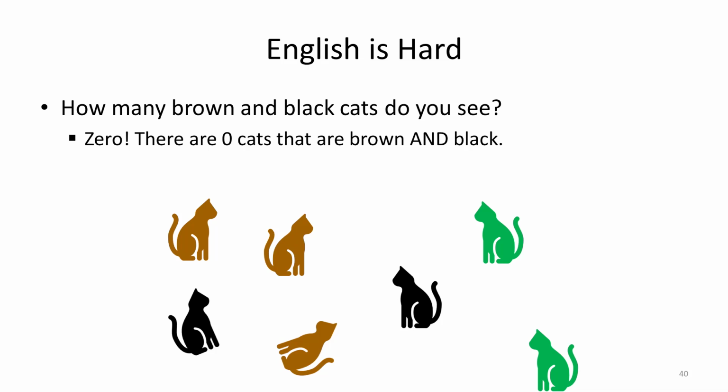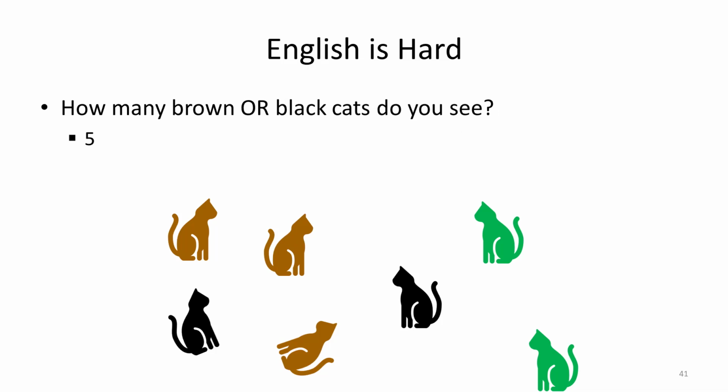So when you are looking at each cat, it has to satisfy both criteria. The criteria of being brown and the criteria of being black. Maybe if there was a brown cat with black stripes or a black cat with brown stripes, then it would satisfy the criteria, brown and black. But given the cats shown on the slide, there is no one cat that satisfies both criteria. So actually, the question would be, how many brown or black cats do you see?